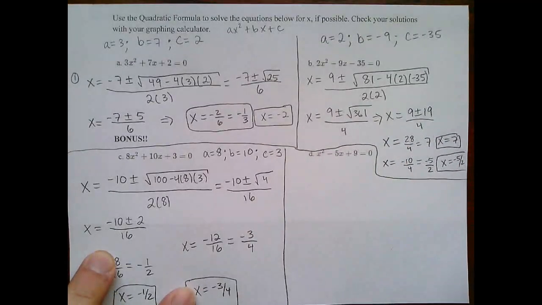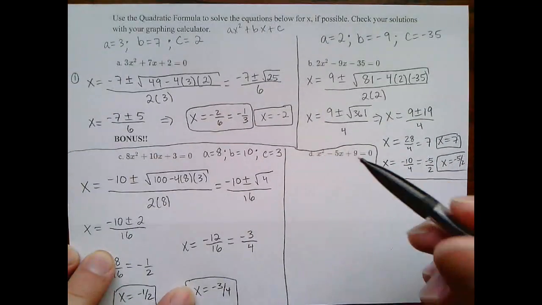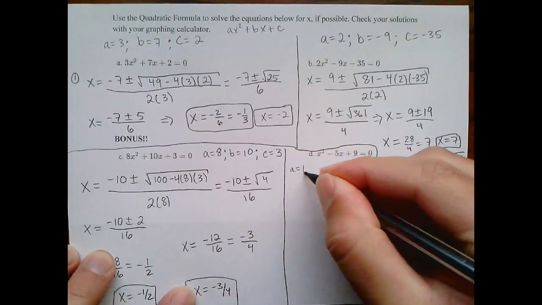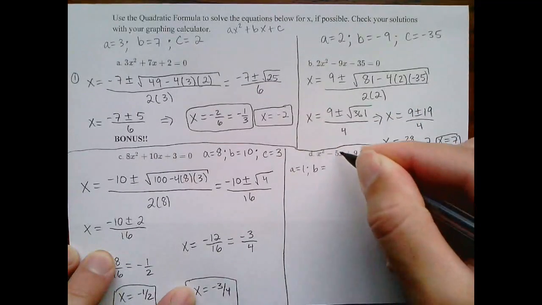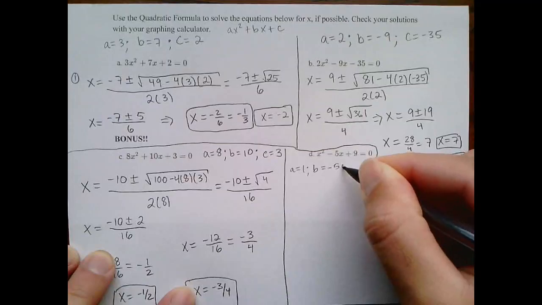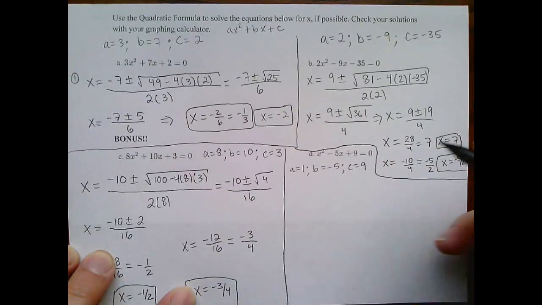All right, last one, guys. How about D? What's the a value? Well, the number in front of x squared is 1. So then a is 1. What's the b value? Well, it's the negative 5. Don't forget about the negative. The c value, positive 9.